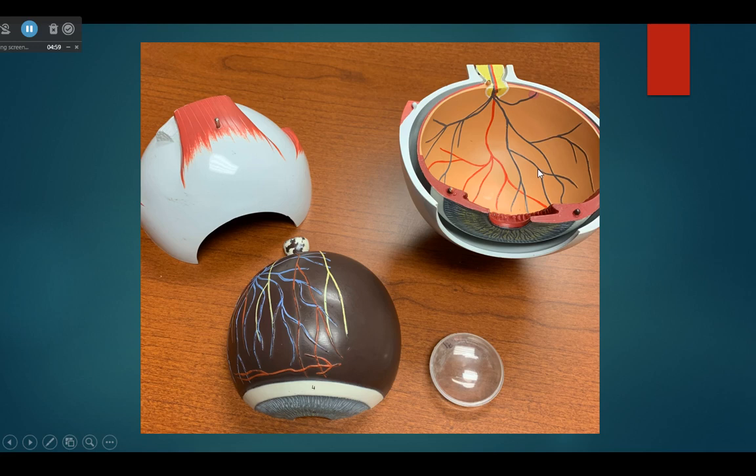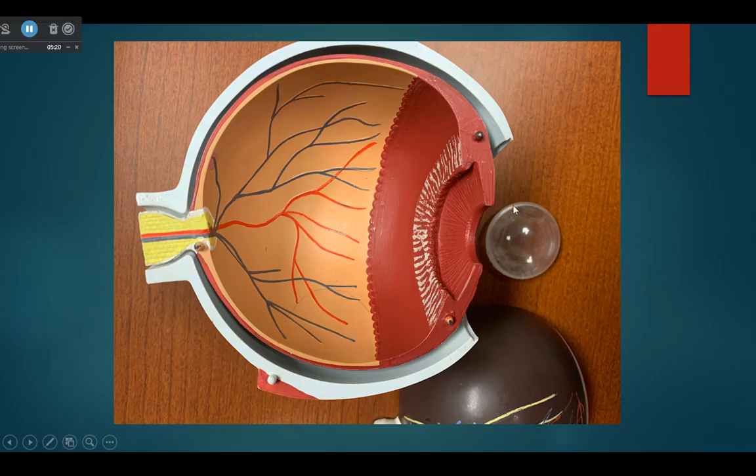The posterior cavity is going to be filled with your vitreous humor, your eye jelly, and the anterior cavity is going to be filled with aqueous humor. It's more watery. Now, the anterior cavity again is divided into two areas. We have the anterior chamber in front of the iris and the posterior chamber behind the iris. Super close up again, so we can see kind of more of the interior of the eye. We have the sclera, we have the choroid, this is the retina.